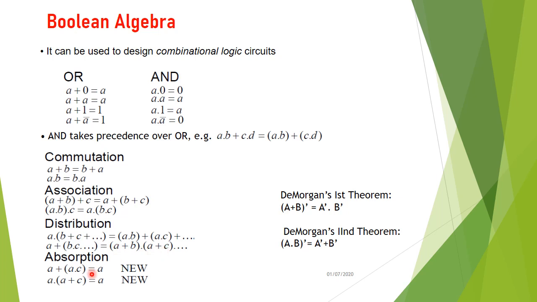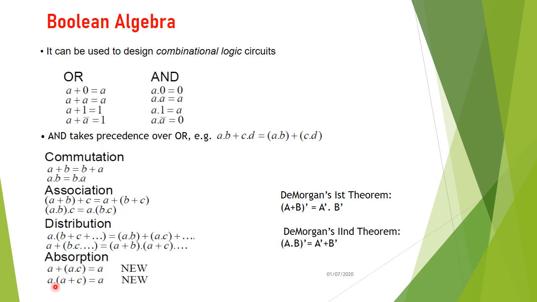Now we will go towards the absorption law. In the absorption law, the variable will get absorbed. How it is absorbed, we will check out in the next two laws. The equation is A ORed with A ANDed with C. Here absorption of C will happen and it will turn to be A ORed with A, but we have seen just here that A ORed with A resultant is A, and that's why with the help of this absorption law, the result of A ORed with A ANDed with C will be A itself.